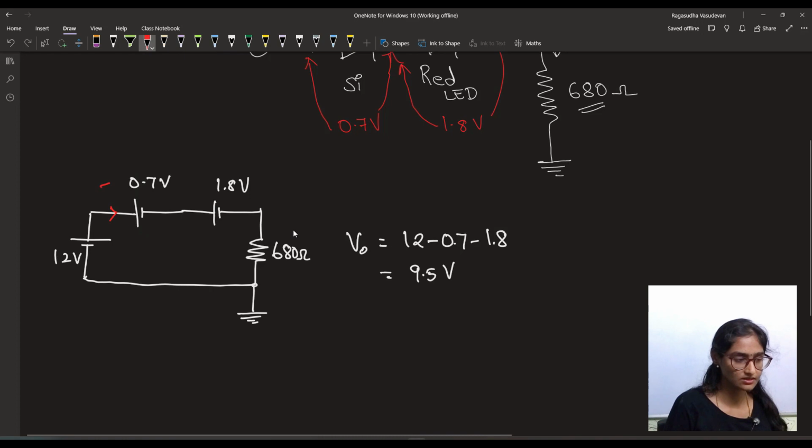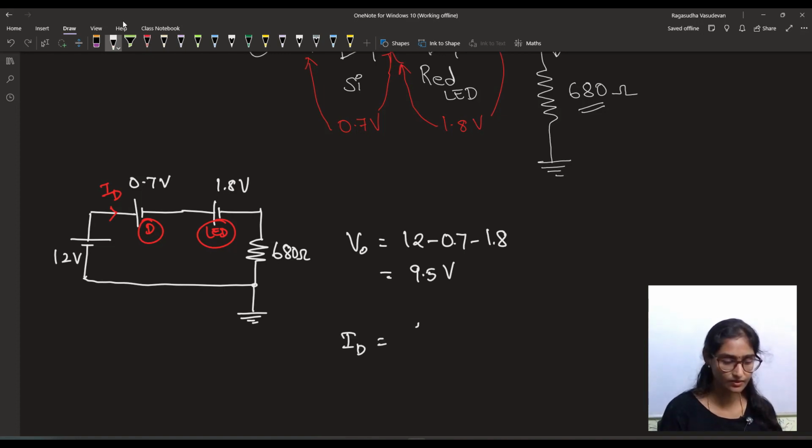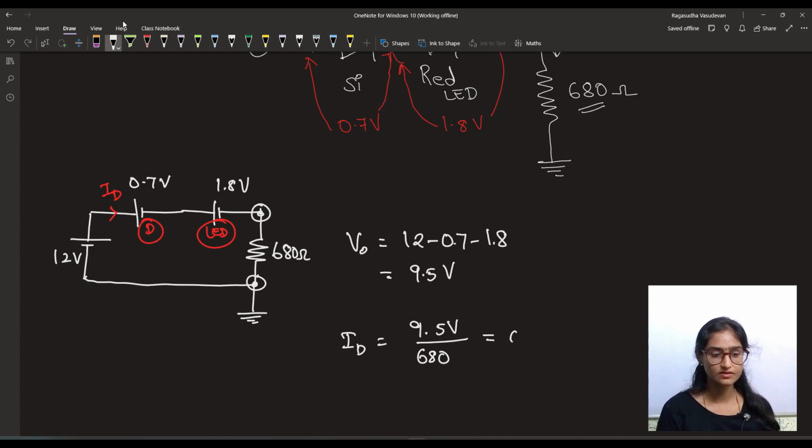Next we will find out the diode current. The diode current is the current that's passing through this diode. This is the diode and this is the red LED, right? So since all of these components are in series, the current doesn't divide. ID is the same current that's flowing into the resistor as well as the diodes. ID is equal to 9.5 volt, which is the voltage across these two terminals, divided by this resistance, 680. So this will be 0.0139 ampere, which is approximately same as 14 milliampere.